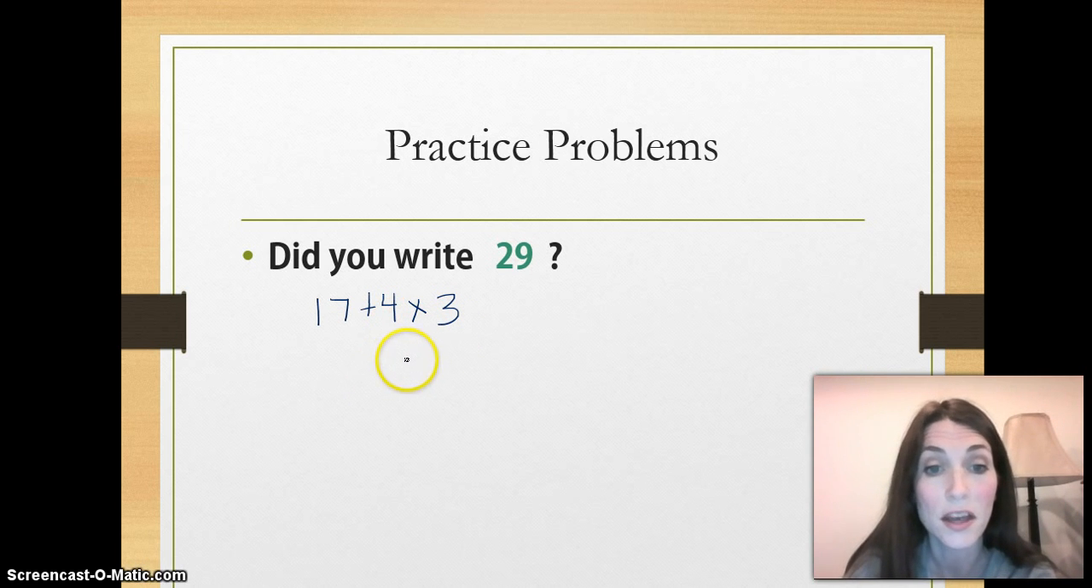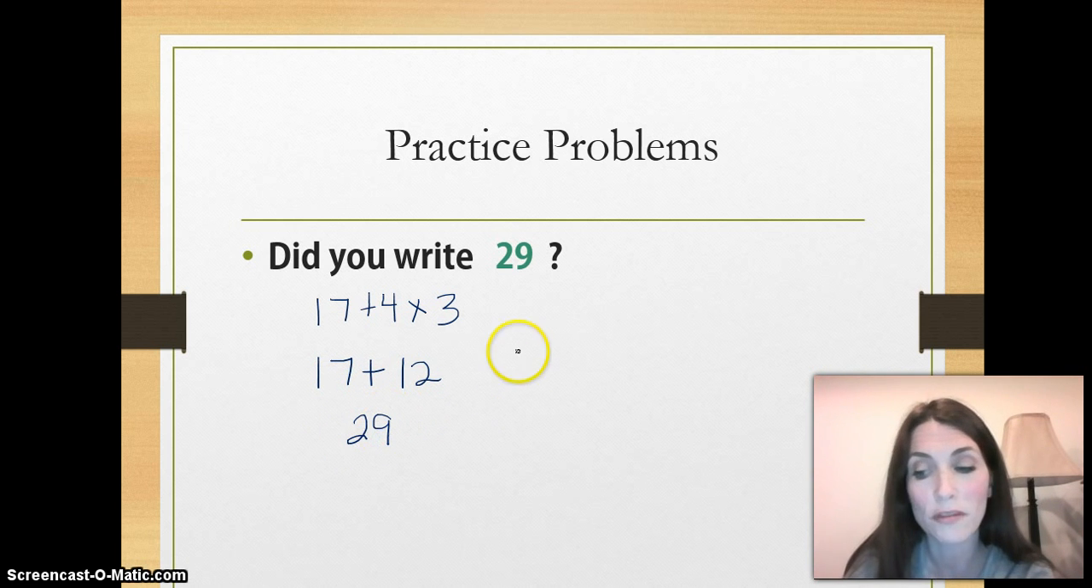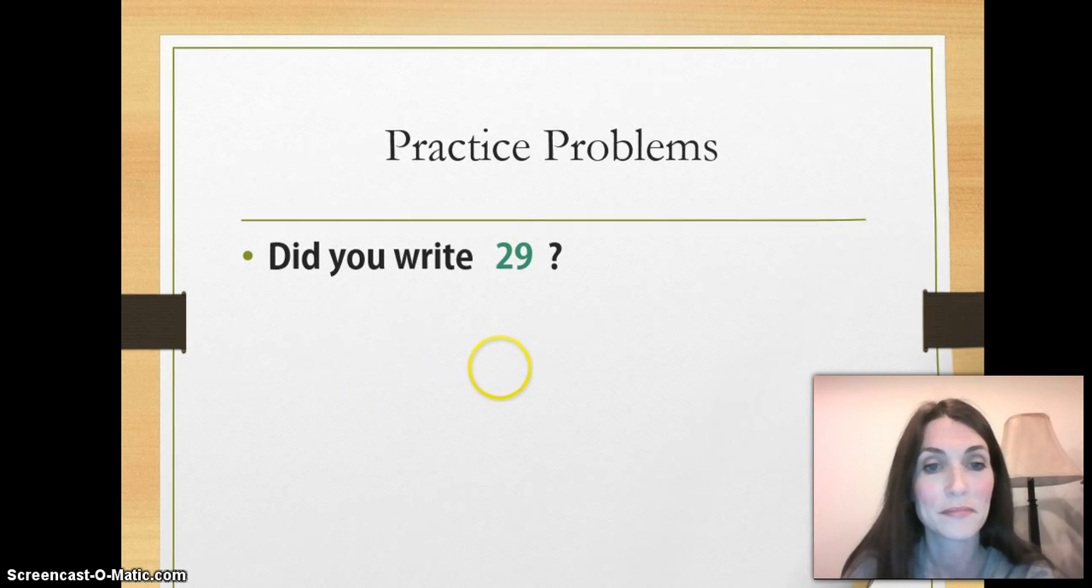4 times 3, which would be 12. Now I'm just going to bring that 17 down, and then now I work my addition from left to right. 17 plus 12, I know, is 29. Good job if you got that one right. Let's take a look at our third practice problem.